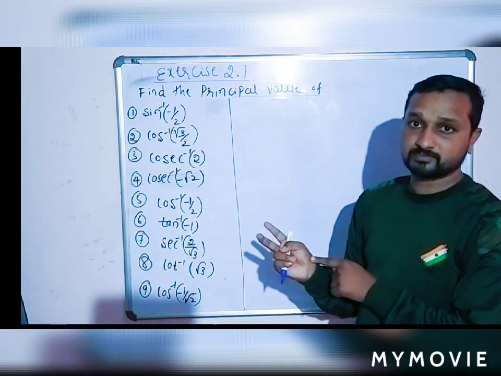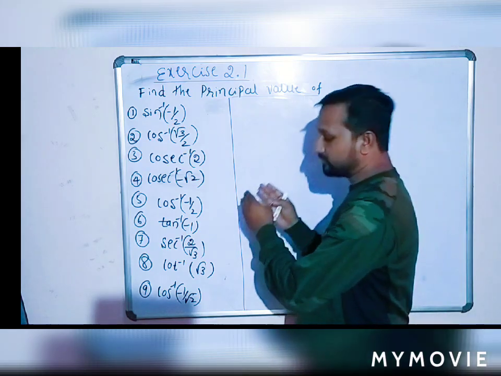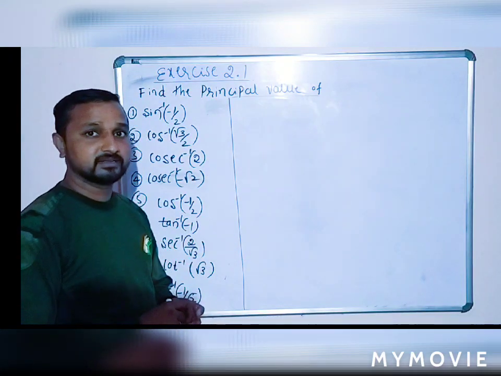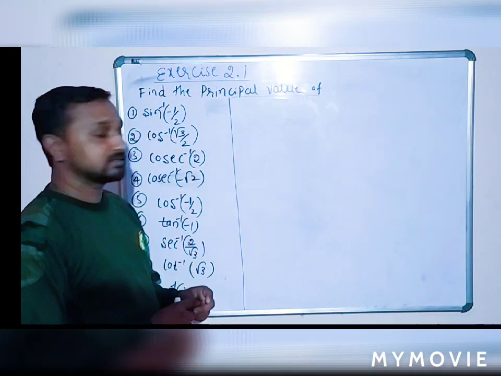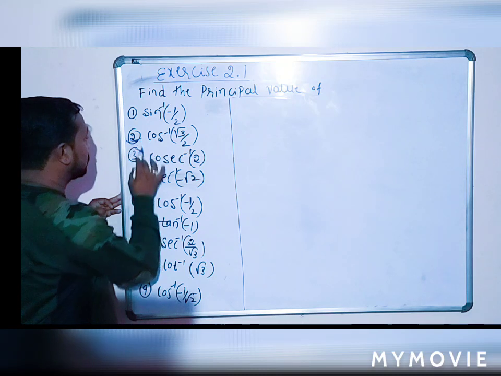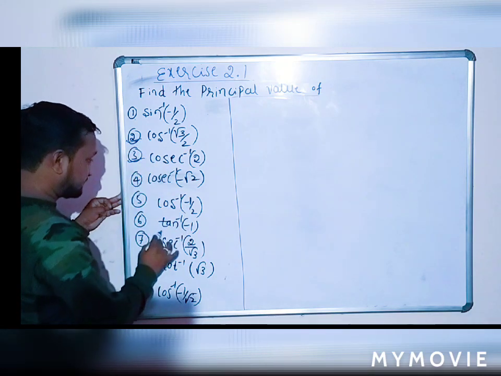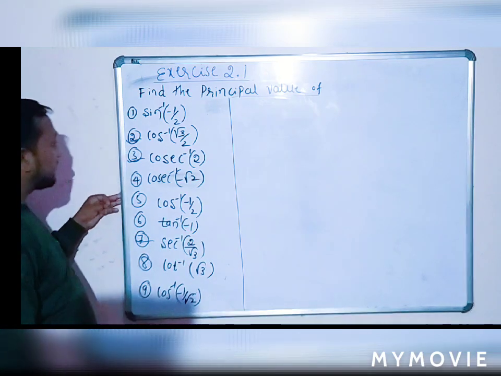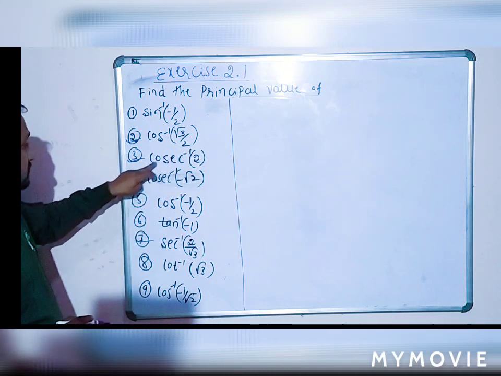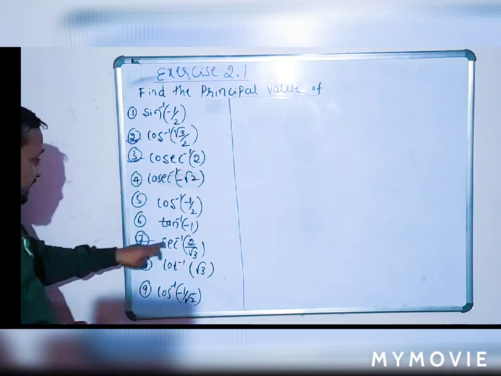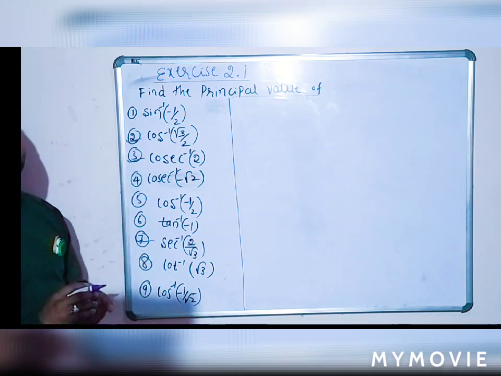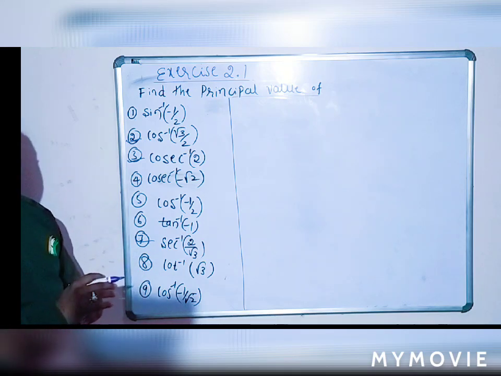There are two methods. Either by the method we solved in the previous class, or by using the property method. Is that clear? So I can solve with two methods. Examples 2, 3 and 7 have positive values: cos inverse of root 3 by 2, cosec inverse of 2 and sec inverse of 2 by root 3. In these examples, we can directly write the answer. No property is needed. Is that clear?